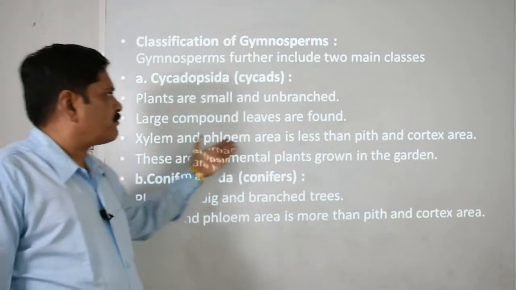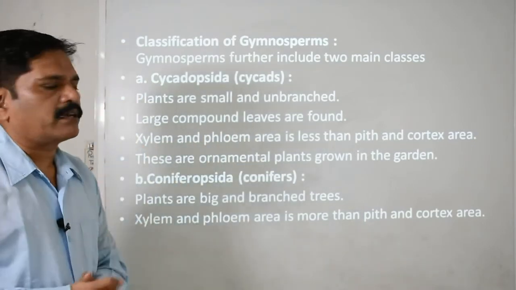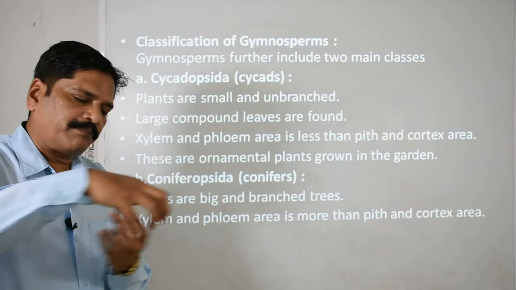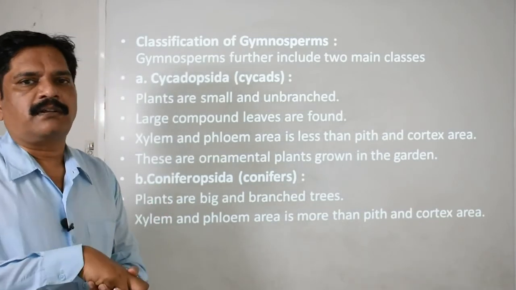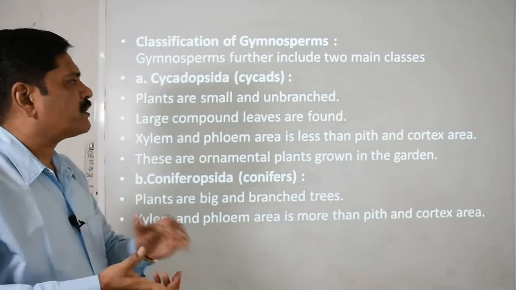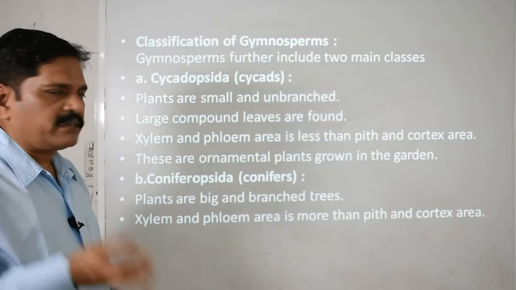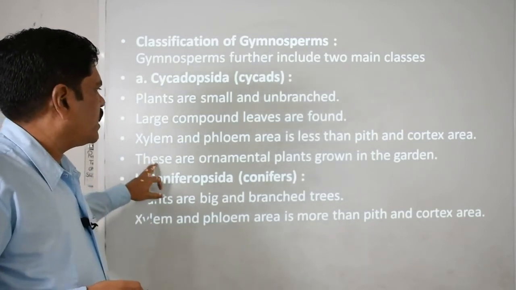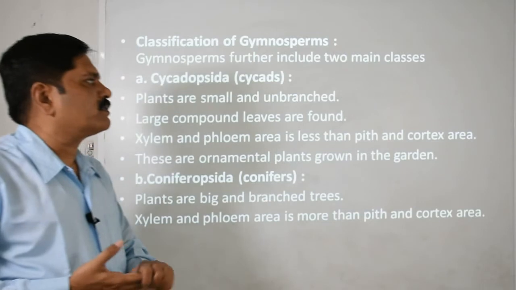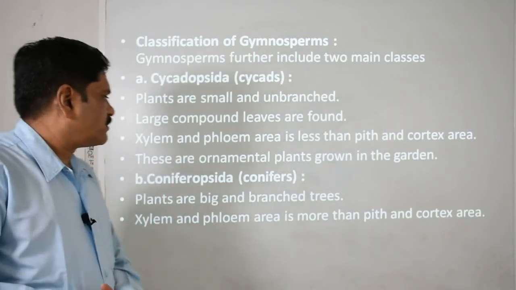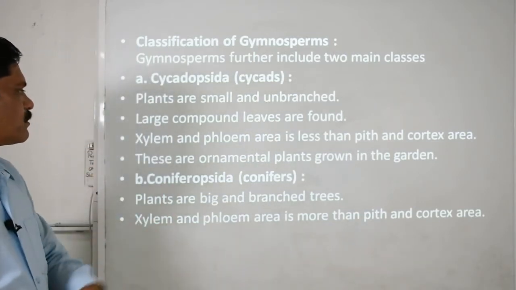Okay, xylem and phloem area is less than the pith and cortex area. That means in the center, the pith and the cortical area is very well developed in comparison to the vascular tissue, and these are ornamental plants grown in the gardens. Clear?